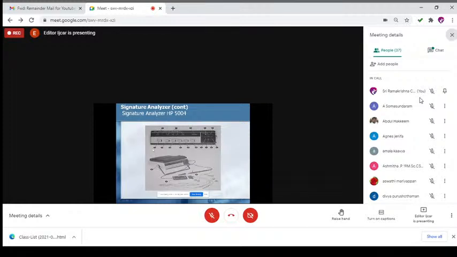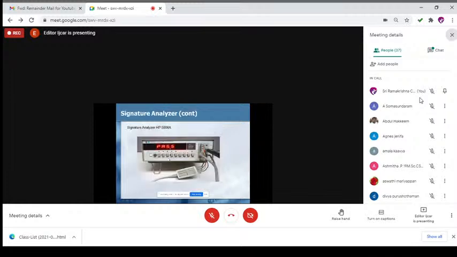Here is the first model, an early model of the signature analyzer developed by the HP company. This model is the HP 4004. This is another early model of a signature analyzer, also developed by HP company. This model is the HP 4006.